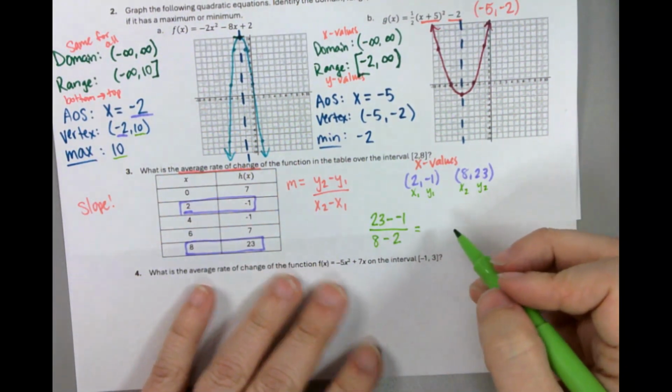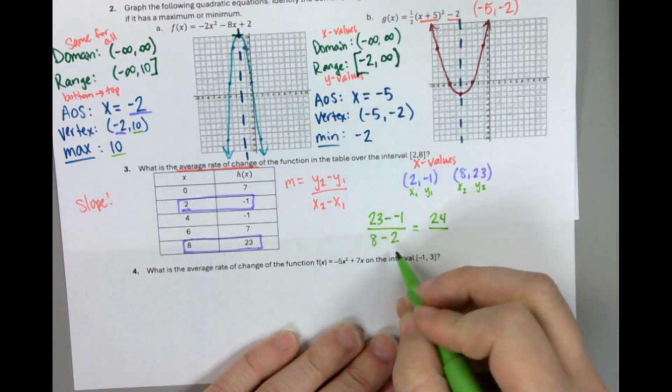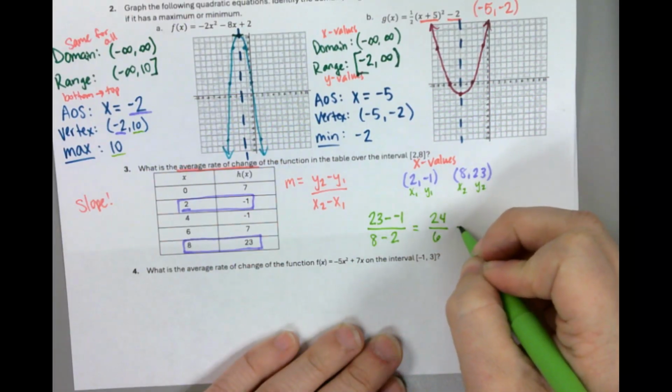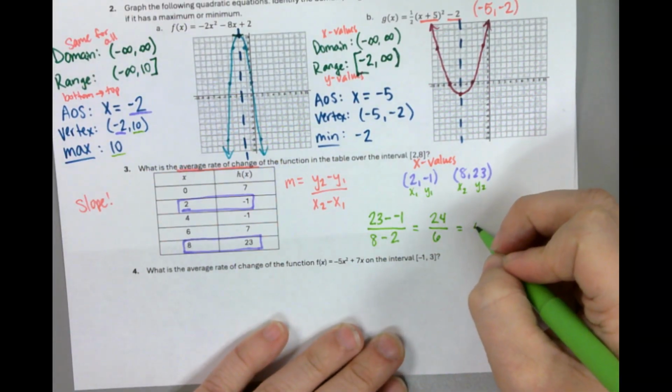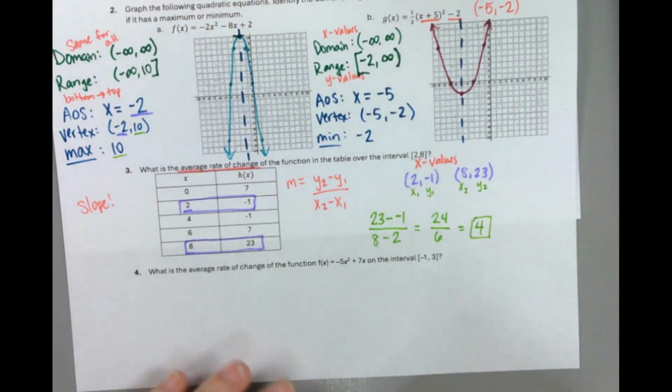23 minus -1 is just 23 plus 1, so this is 24. 8 minus 2 is 6, and 24 divided by 6 is 4. So 4 is our average rate of change of this function over the interval 2 to 8.